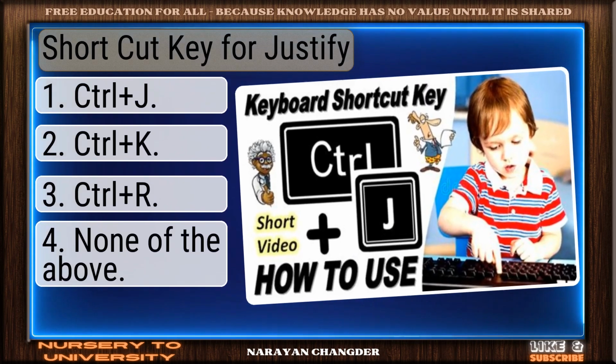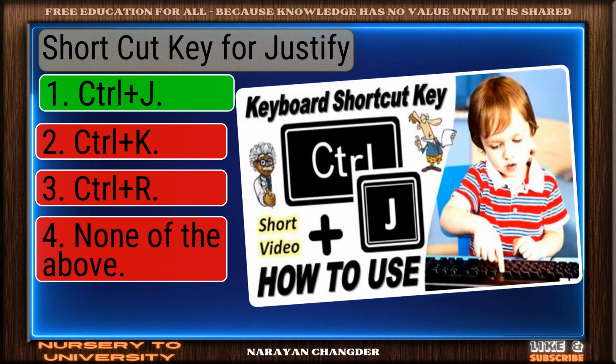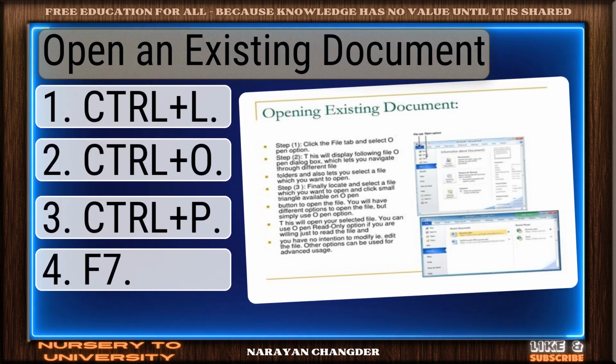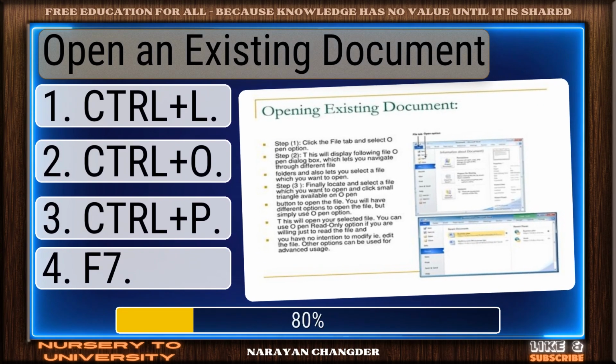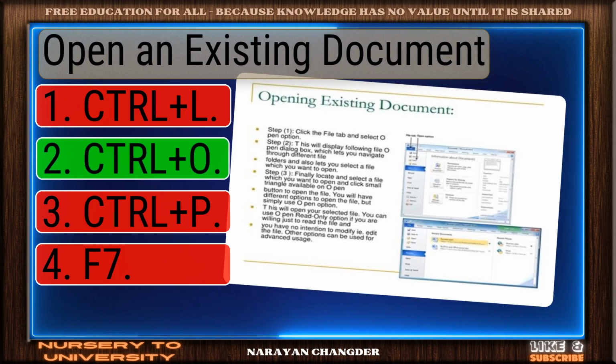Shortcut key for justify. Well reasoned. Ctrl plus J is the correct choice. Open an existing document. Well picked. Ctrl plus O is the correct answer.